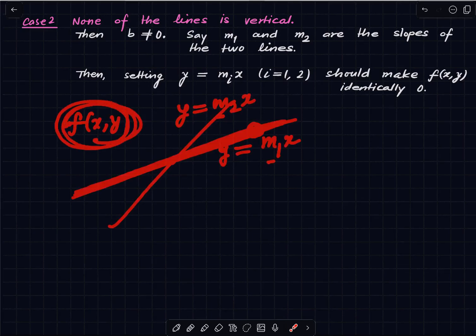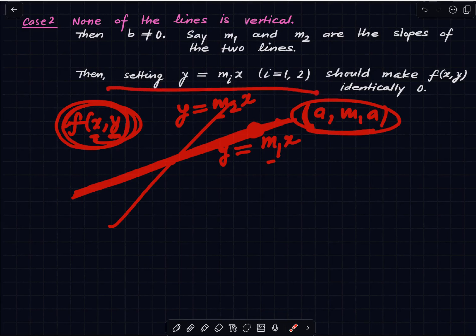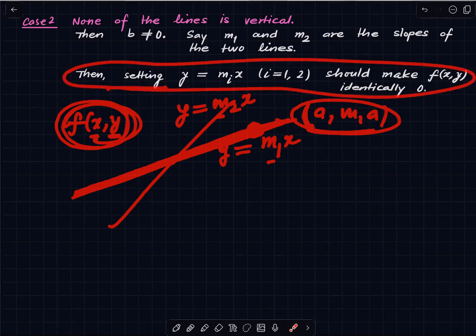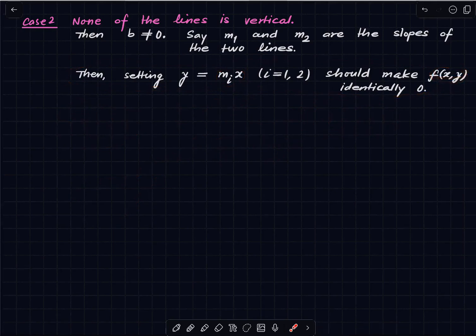In particular, suppose you feed in the point a comma m1a. Pick a real number a, then this point is on this line. And if you substitute in place of x a and in place of y m1a, you should get 0. But you should get 0 for all a, and therefore this statement that we have written is sanctioned: just writing m_i x in place of y should make this expression identically 0.